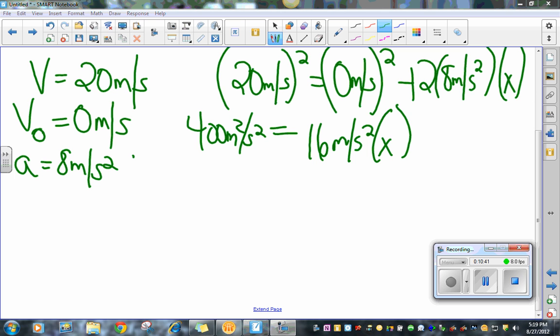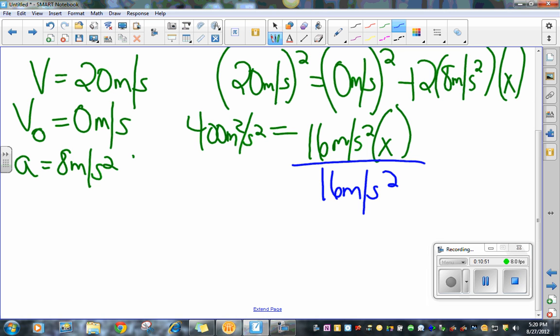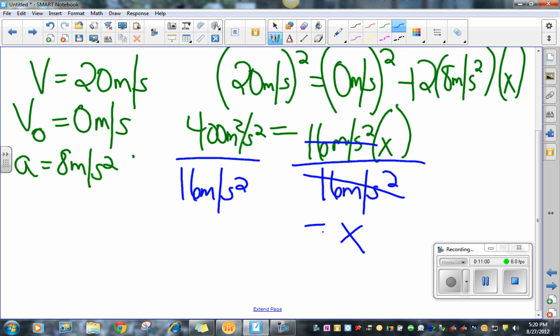From here, we want to divide both sides by 16 meters per second squared. We want to get rid of that so we have x all by itself. So this is going to cancel out, and you're just left with x over here. On your calculator, do 400 divided by 16, and you get 25. Now, let's look at the units. Seconds squared cancel. Meters squared, so one of those cancels and that one cancels. So on the top, in the numerator, you're left with meters.